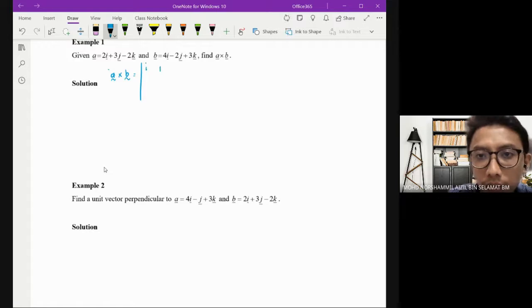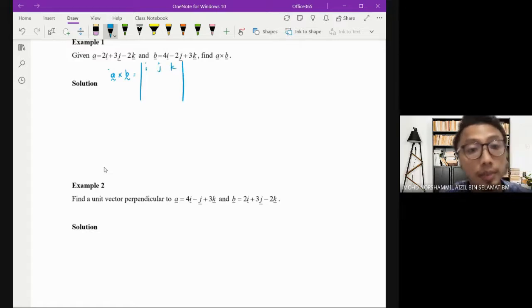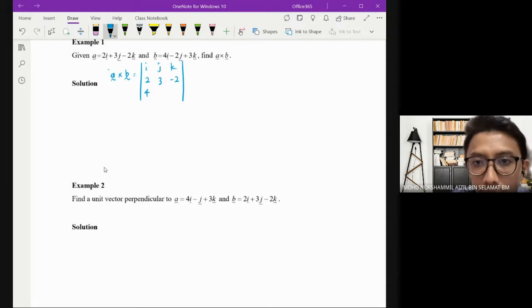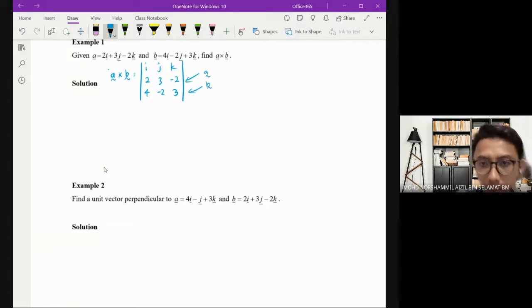First of all, put i, j, k, followed by A first. Dia mesti wajib A dulu. You start A cross B. Dia A cross B dengan B cross A lain. Dia different direction. So start with A: 2, 3, minus 2, the coefficients. Proceed with B: 4, minus 2, 3. So this is the row for vector A, this is the row for vector B.